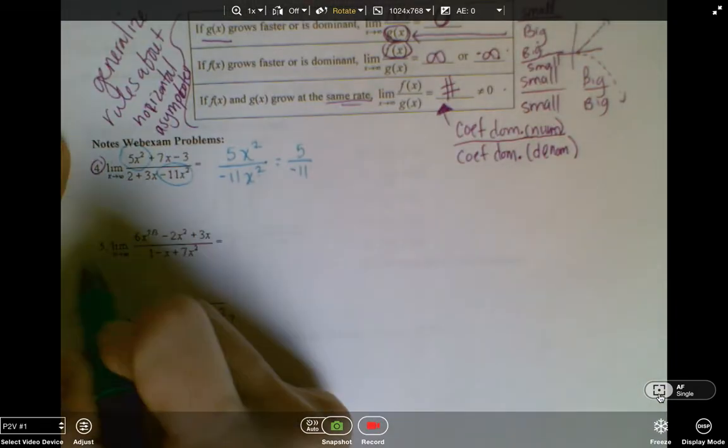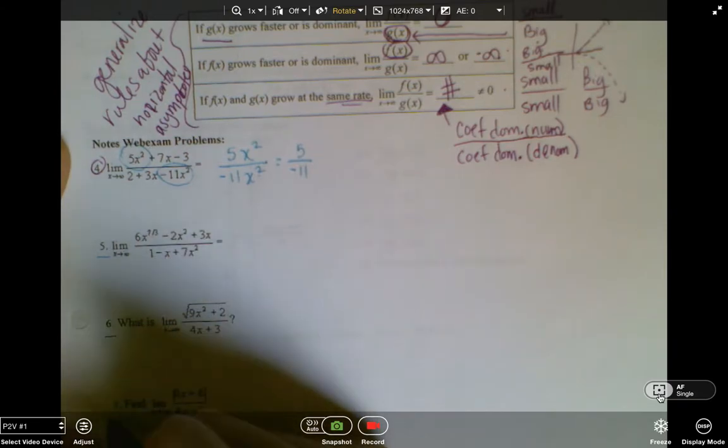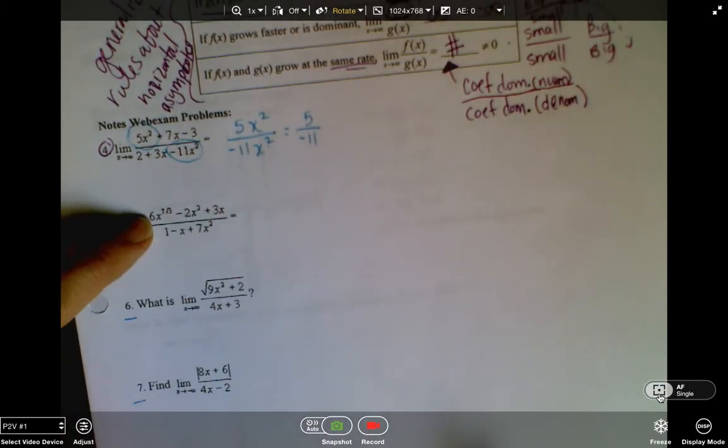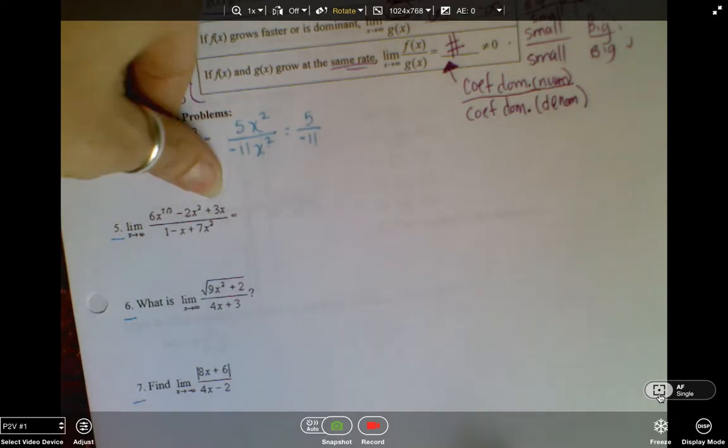So I want you to do 5, 6, 7, and 8 as a practice. And then what I want you to do here is to write some directions or a sentence to yourself telling you what you must do with a function that has more than one term. So like these guys up here, they have more than one term. They have 1, 2, 3 terms that make up the whole numerator. So what do I need to do before I'm allowed to work on its limits?